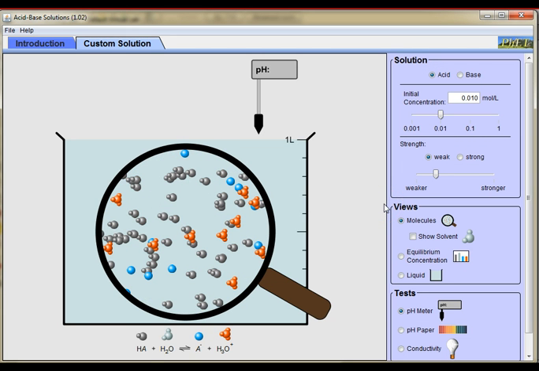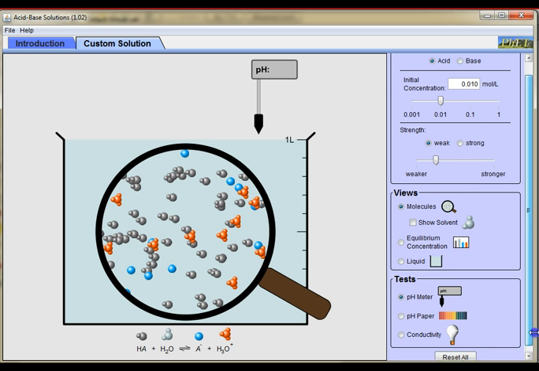Okay, let's try. Click on the custom solution tab. This is the second lab, and let me see if I remember the directions. Here we have the same setup, but now we can change the concentration. We can choose different strengths of acid and base. We can choose whether we want an acid solution or a base solution, and we can also change the concentration in a few ways. You can also choose strong base or weak base, strong acid or weak acid. There are a bunch of different settings, and these settings are exactly identical to the previous tab.